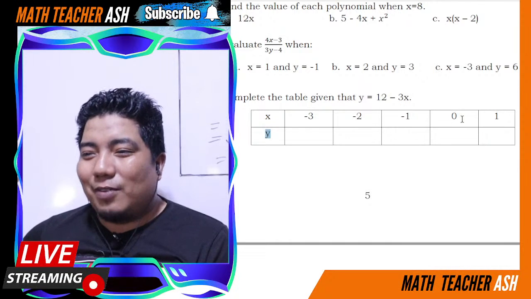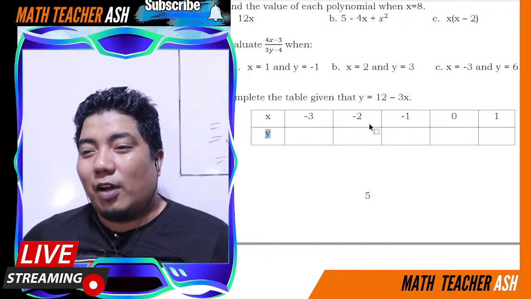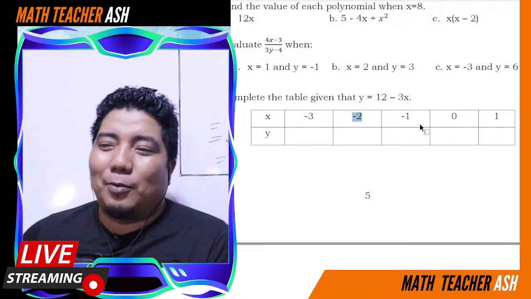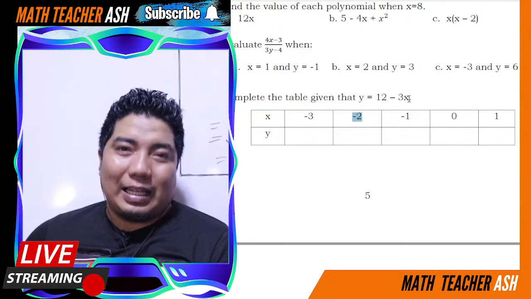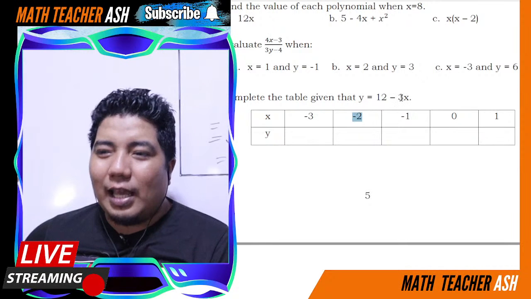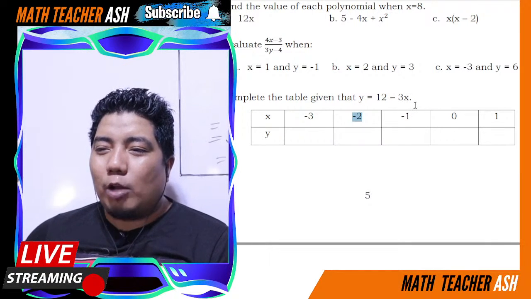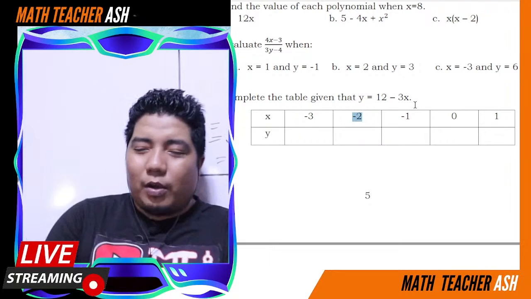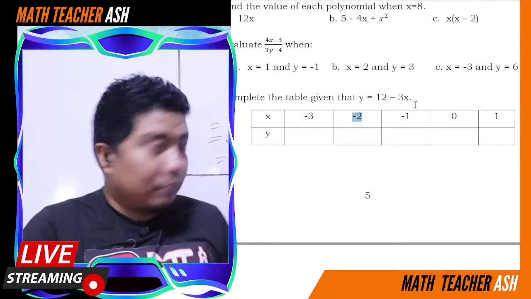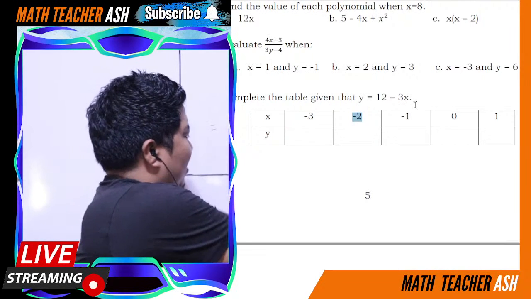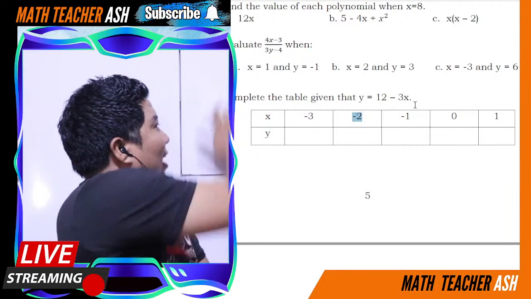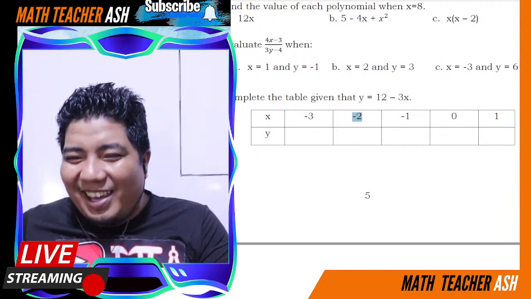Alright. Okay. So, let's continue. Let's try to solve. Okay, anong gusto niyo i-solve natin dito? Okay, let's try negative 2. So, we have here 12 minus 3 times negative 2. So, paano ba i-solve yan? Teka, erase muna ako ha. Ganito talaga pag live.